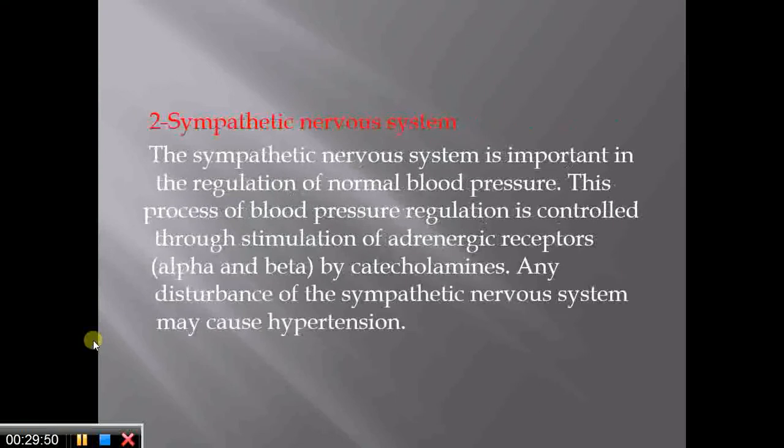Sympathetic nervous system. The sympathetic nervous system is important in the regulation of normal blood pressure. This process of blood pressure regulation is controlled through stimulation of adrenergic receptors, alpha and beta, by catecholamines. Any disturbance of the sympathetic nervous system may cause hypertension.